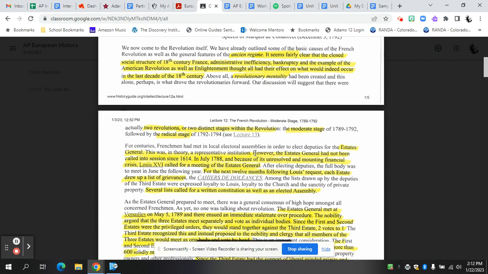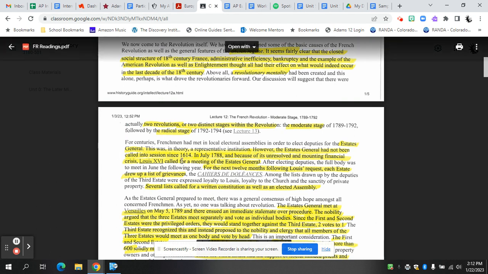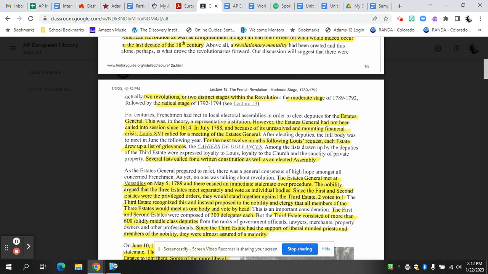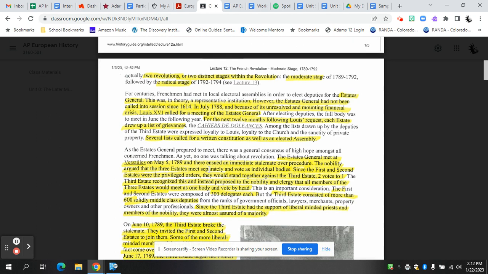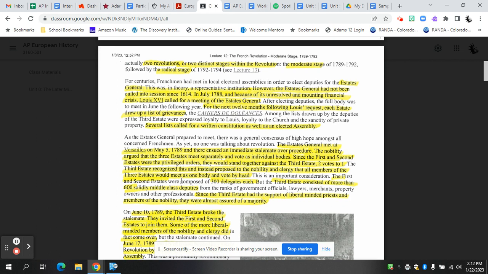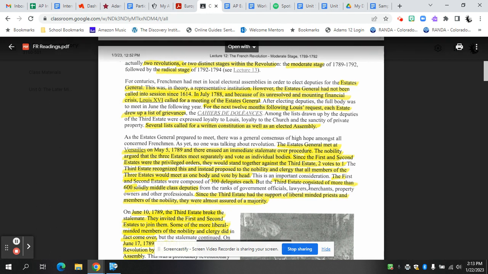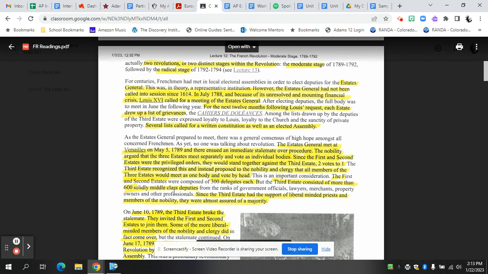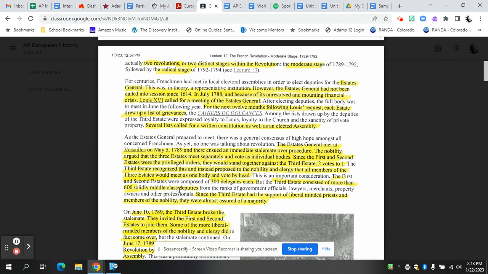Now, my author, my lecturer, notes very early on that this class difference was a huge problem for France, specifically the rights of tax exemption that were granted to the first two estates. And it was that third estate, made up mainly of bourgeoisie members, at the meeting of the Estates General, right? Right here: third estate consisted of more than 600 solidly middle class deputies from the ranks of the government officials, lawyers, merchants, property owners, and other professionals. That's the group that I identified as my bourgeoisie in my historical context and transition section.